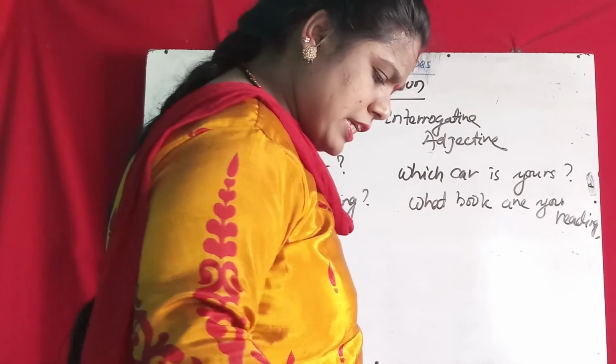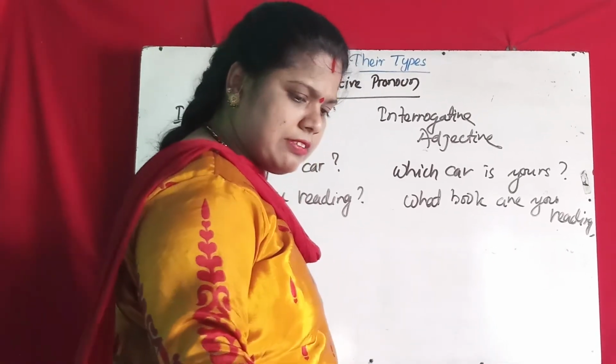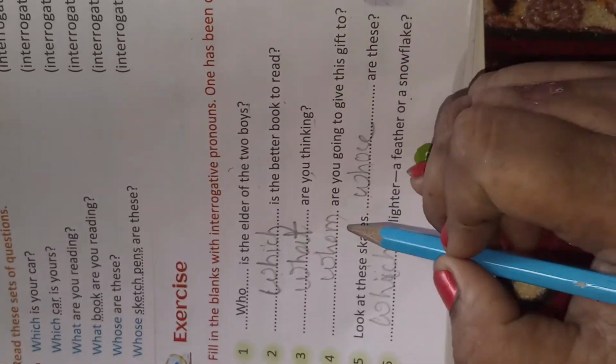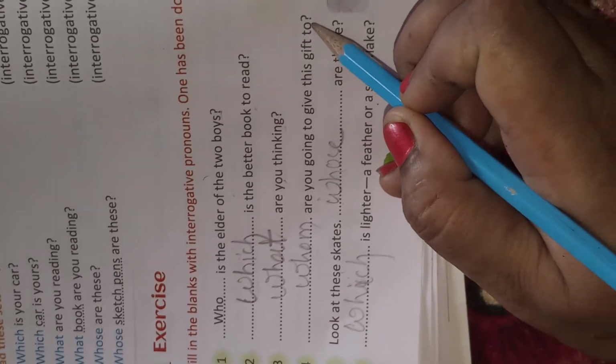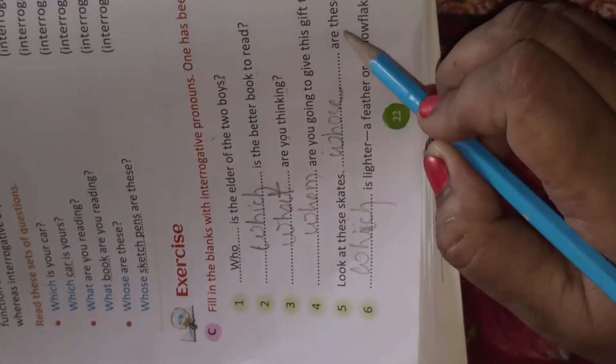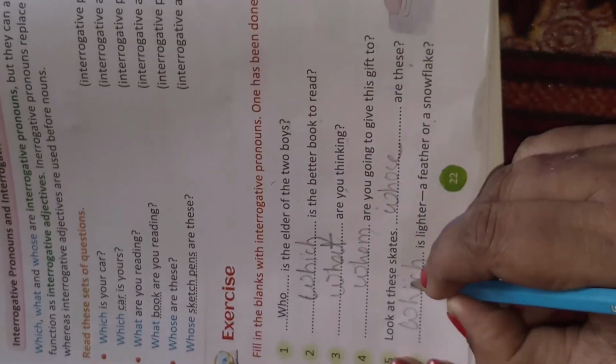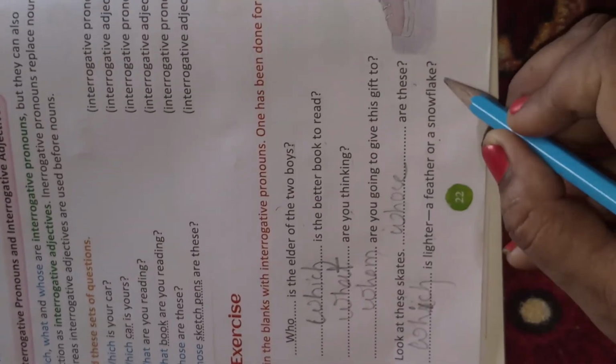Here also a small exercise is given. Fill in the blanks with interrogative pronouns. One has been done for you. Who is the elder of the two boys? Dash is the better book to read. That means which is. Dash are you thinking? What are you thinking? Dash are you going to give this book? Whom are you going to give this book to? Look at these cats. Dash are these? Whose are these? Which is lighter, a feather or a snowflake?